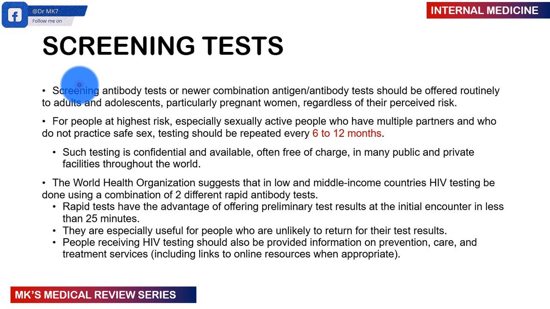Then this testing should be done in confidentiality. It should be available. It should be free of charge. In the public institutions, it's free of charge. And actually, the WHO suggests that in low income as well as medium income countries, the testing should be done using a combination of 2 different rapid tests. And I will show you the tests that we use in our setting.